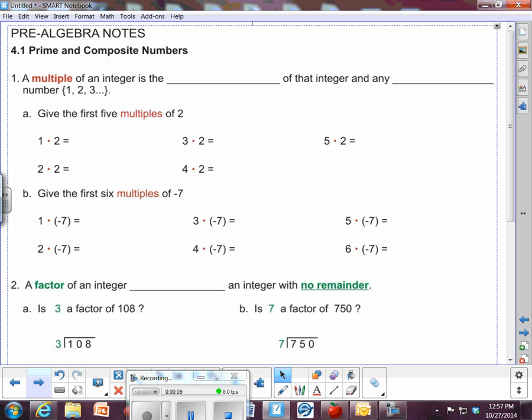And so hopefully you're ready to take some notes, and hopefully you remember to take your sheets home with you today, and you've got them with you, and you're able to keep up with the notes. All right, this is 4.1, Prime and Composite Numbers.